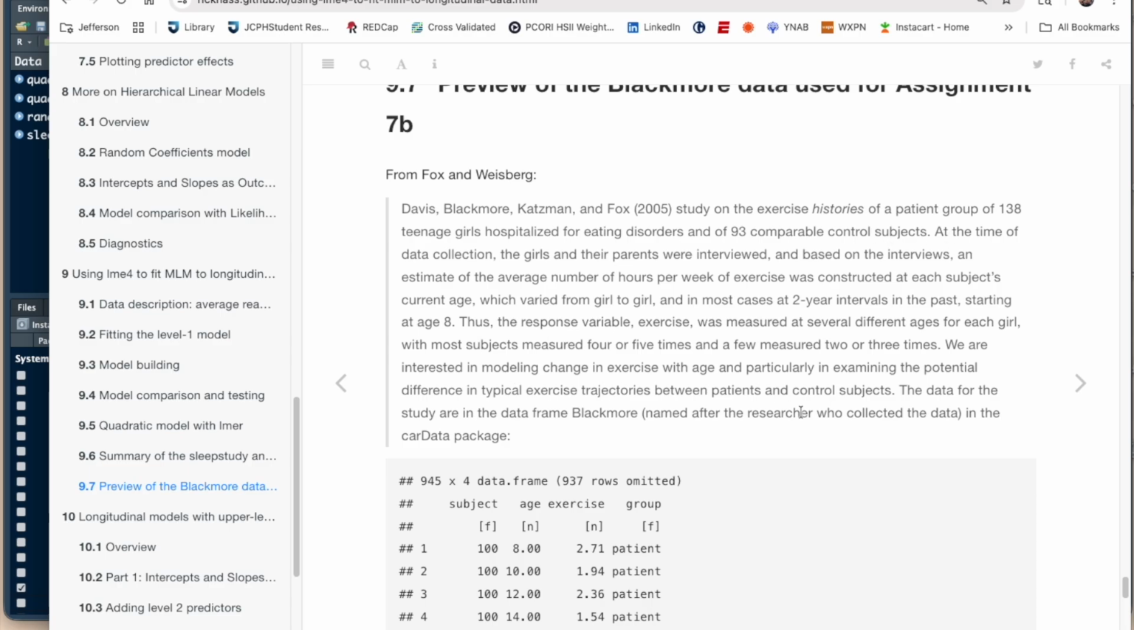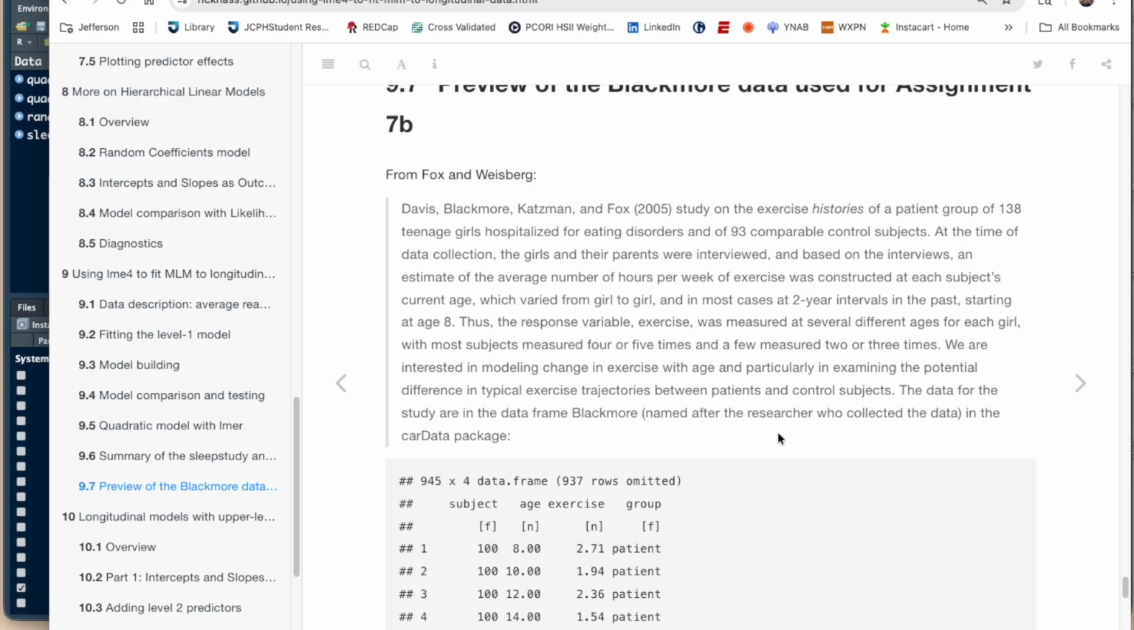At the time of data collection, the girls and their parents were interviewed, and based on those interviews, an estimate of the average number of hours per week of exercise was constructed at each girl's current age, which varied from girl to girl, and then at 2-year intervals into the past, going back to age 8. So that's a mouthful. So what does that leave us with?